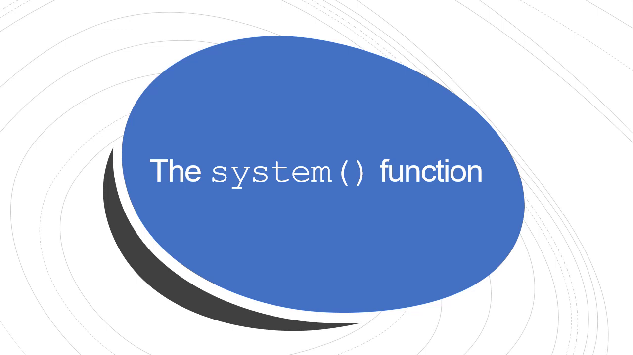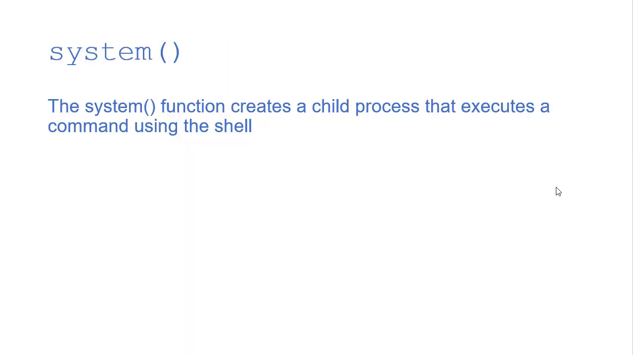In this video, we're going to talk about the system function in C. The system function creates a child process and then executes a shell command using the user shell. It's a little different than some of the other C functions that interact with the operating system in that here it actually executes the command through the shell. So there's some things that go along with that.